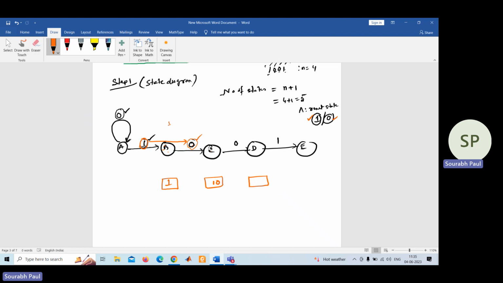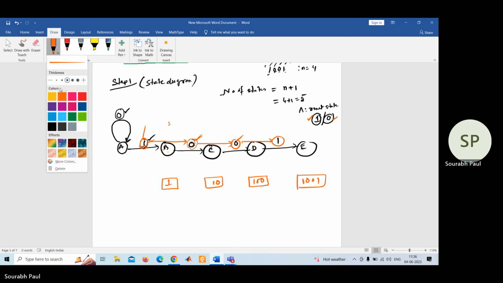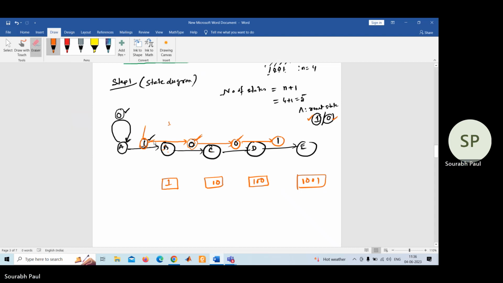Now what is D detecting? D is detecting 1, 0, 0. You need to start from here and come to the left of D. So this is 1, 0, 0. So D is detecting 1, 0, 0. Now follow the same principle for E. What is E detecting? 1, 0, 0, 1. Okay. 1, 0, 0, 1 is detected by E. Okay. Can remove this. This I used for your understanding purpose.